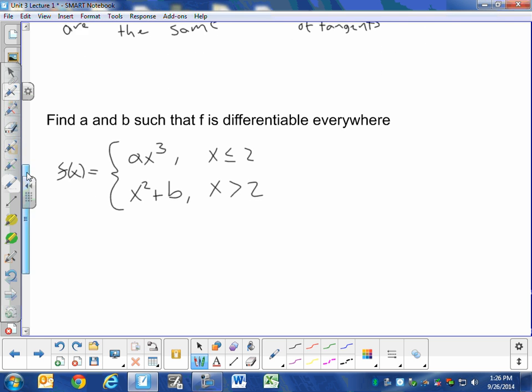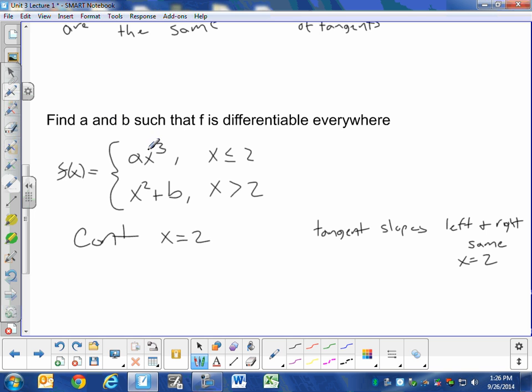For a function to be differentiable everywhere, it has to be continuous. So from the left and from the right, we're going to have to be equal to the same value at x equals 2. Also, the tangent slopes from the left and the right are the same. And we'll look at x equals 2 in this situation. So what I do is I plug in 2 into both for the continuity. I say 8a would be equal to 4 plus b. That's my first equation generated.